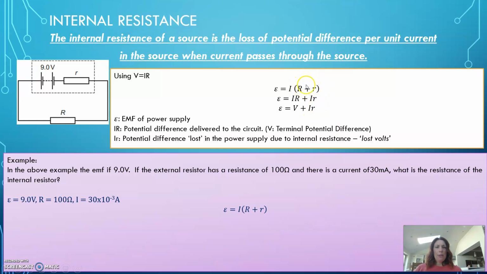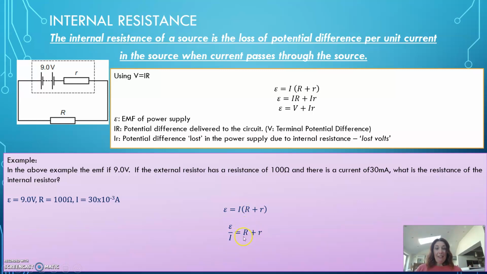So I'm going to use this one, just because it's nice and simple. So if we have a look, I'm going to rearrange it here because I want little r. So we need to get rid of the I. So take it to the other side and divide. And I'm left with big R plus little r.